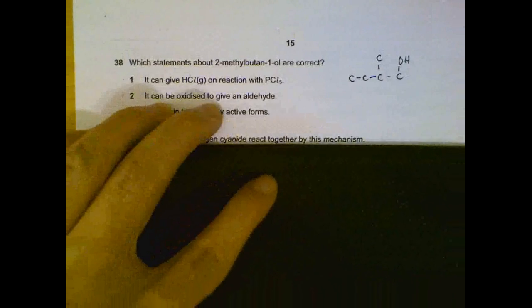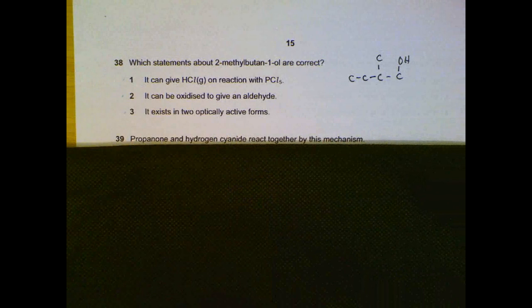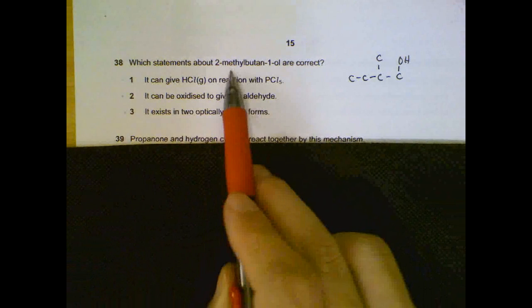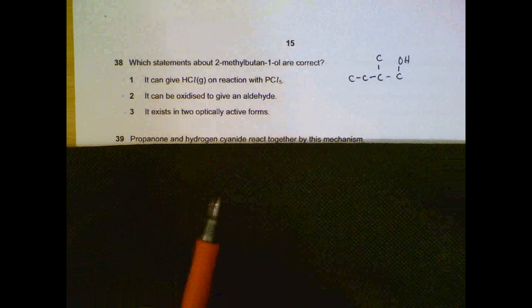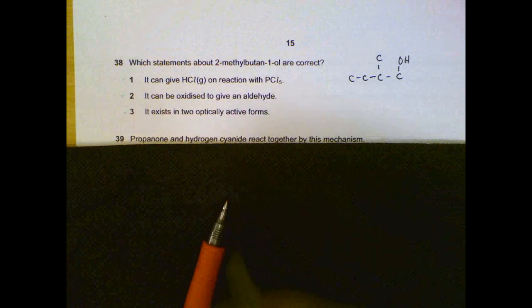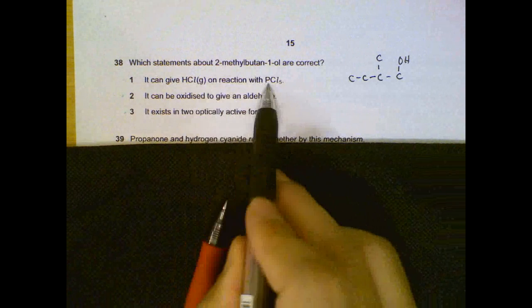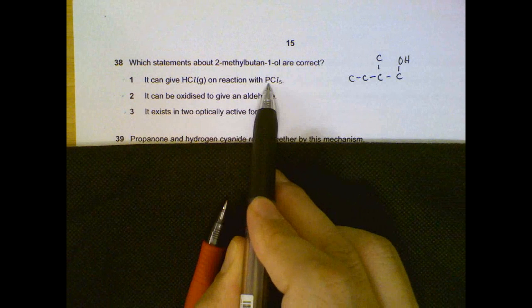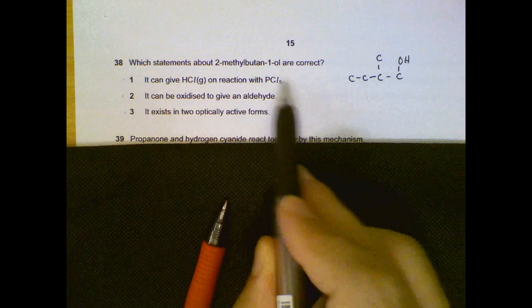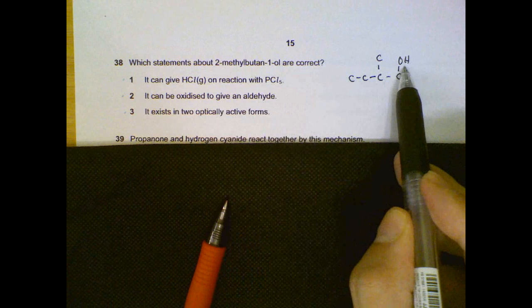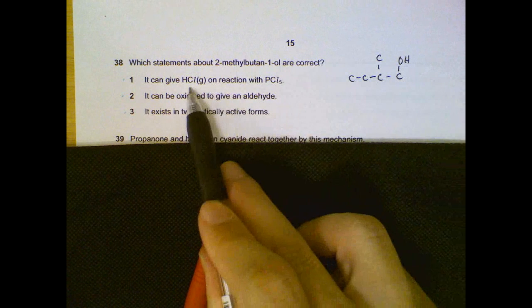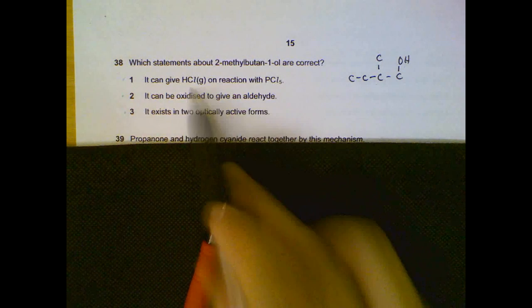Number 38. Statements of 2-butyl butan-1-ol. Number 1, it can give HCl with reaction with PCl5. Reaction with PCl5, the chlorine will replace the OH and we will get HCl produced, fumes. So statement 1 is correct.